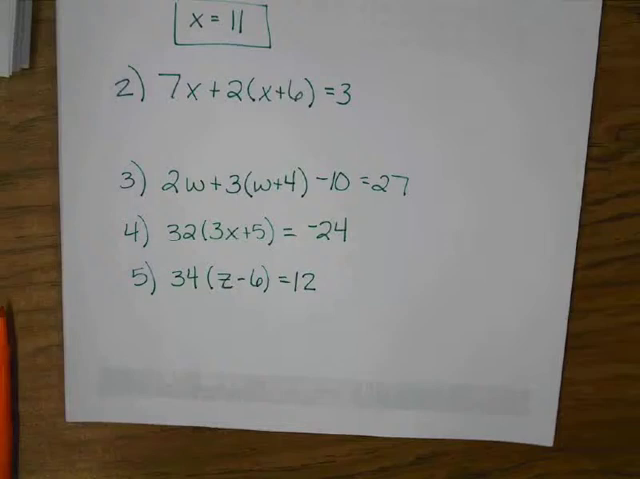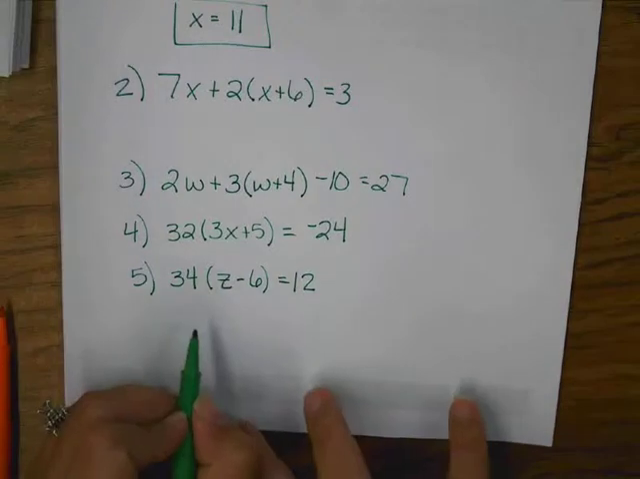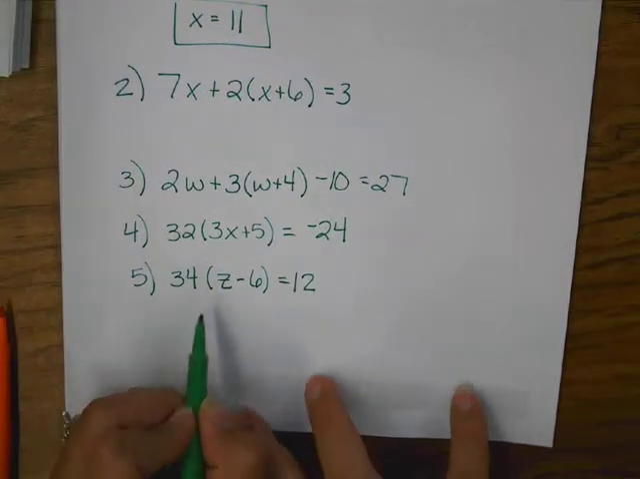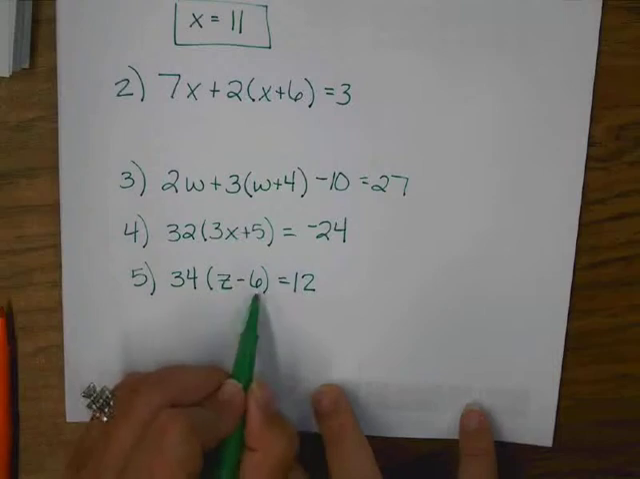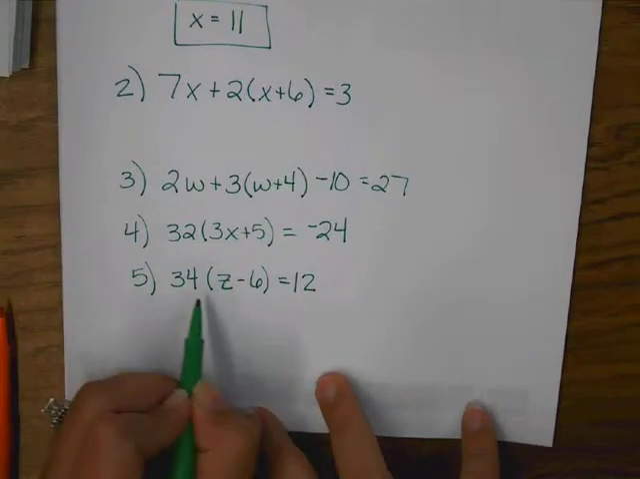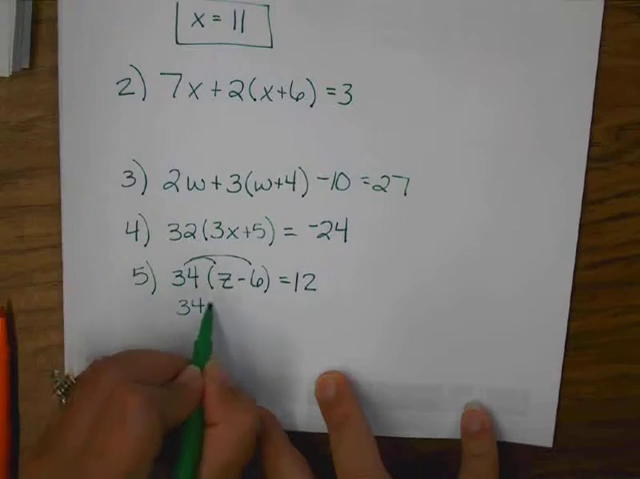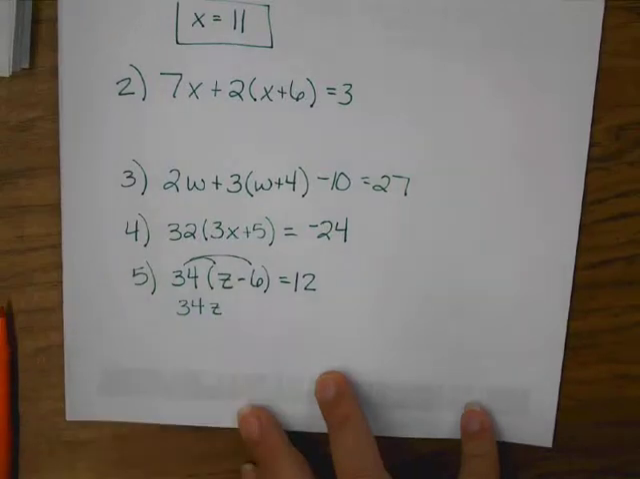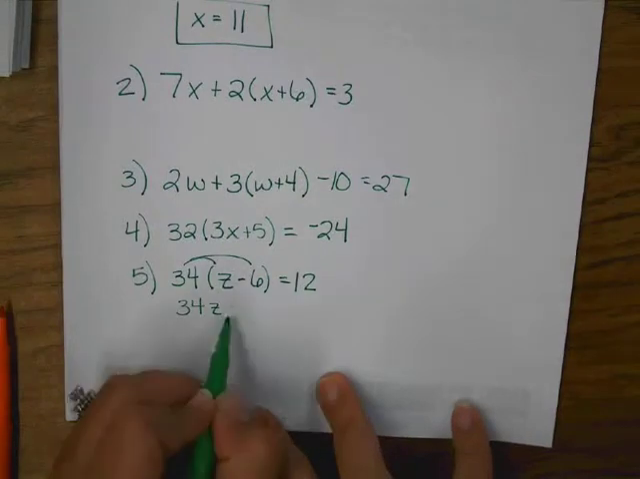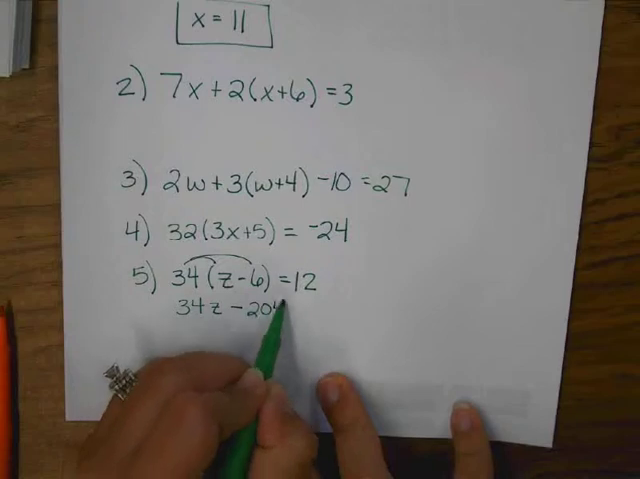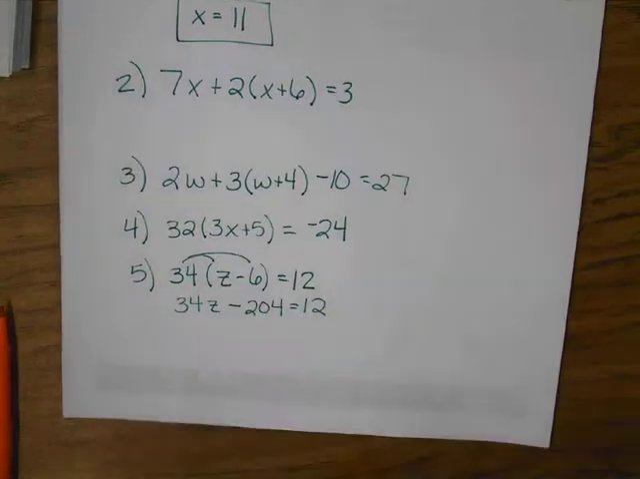And I'll go ahead and pause for a moment. I'll go ahead and solve this one for you. If I go through and simplify the left first, I'm going to distribute the 34. I've got 34 times z is 34z, and I've got 34 times negative 6, and it's fine if you use a calculator. 34 times negative 6 is negative 204 equals 12.